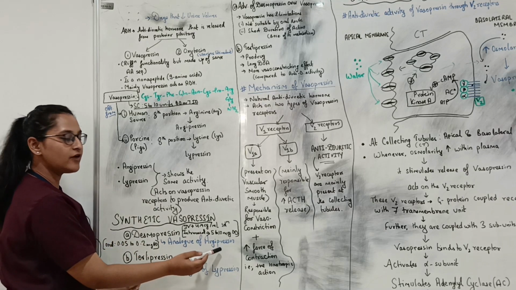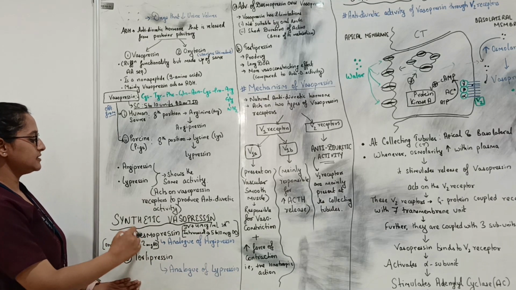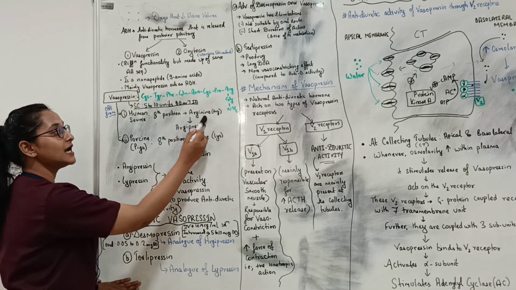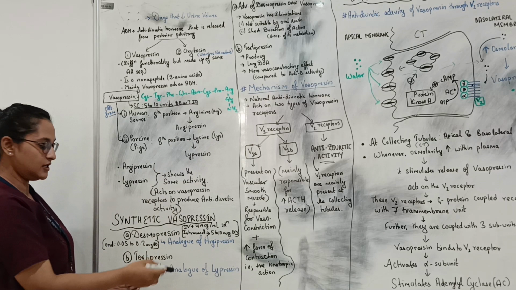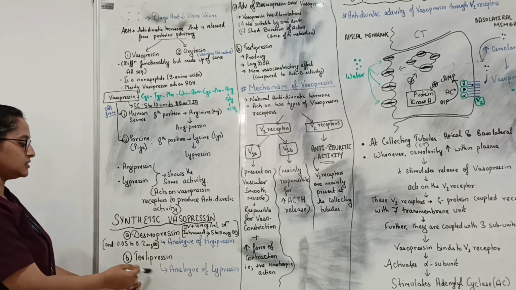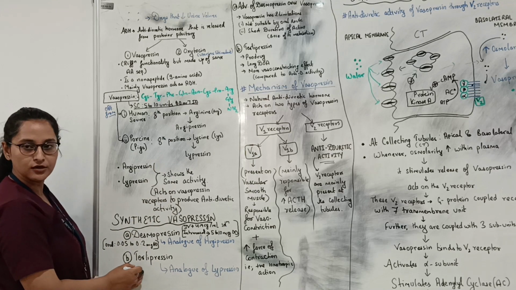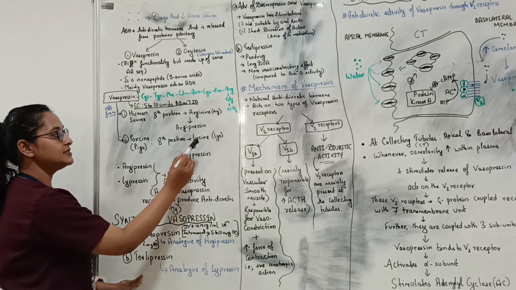Fine. So now coming to the synthetic vasopressin, there is desmopressin and terlipressin. Desmopressin is the analog of argipressin. As I said, desmopressin is the analog of argipressin, in the 8th position there is arginine. And terlipressin is the analog of lypressin. In the 8th position of the terlipressin amino acid sequence structure, there is lysine.